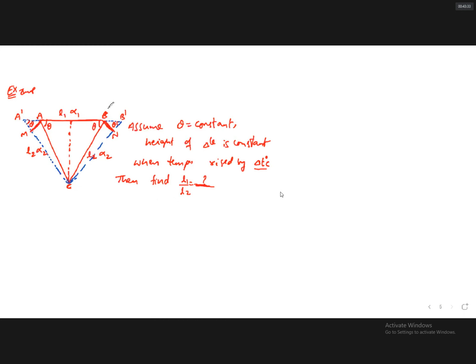This is the total expansion of that first rod. The expansion of the left rod, AC, is MA dash, and of the CB rod is NB dash.